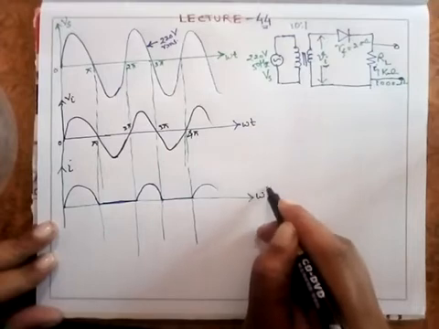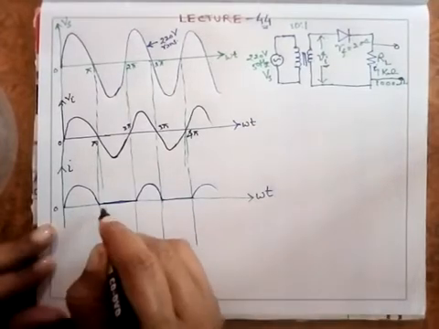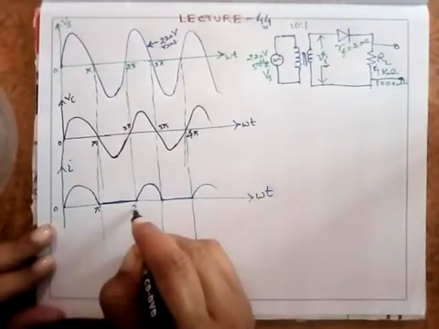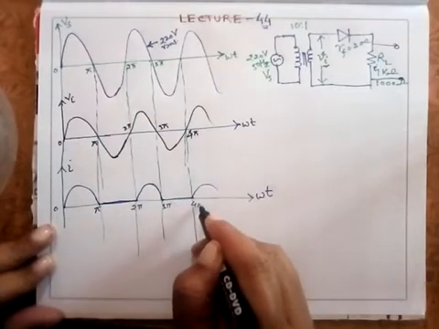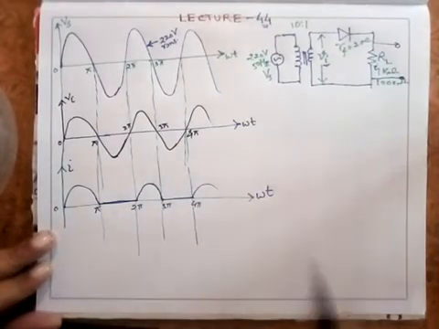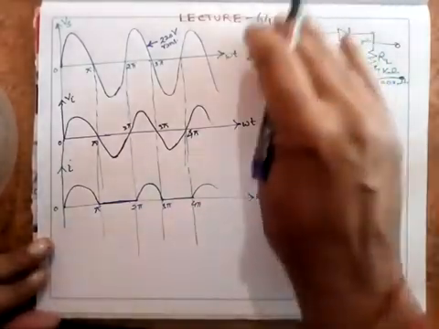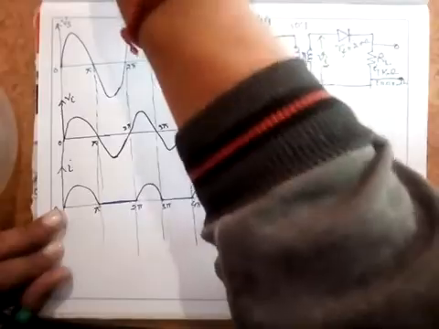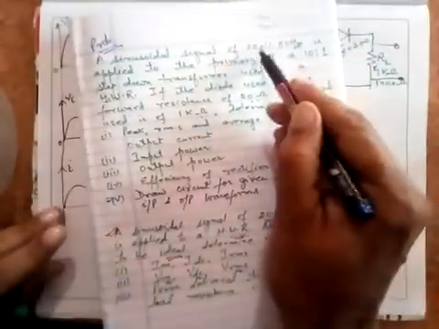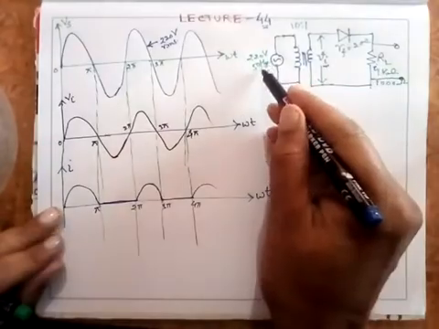Omega t, 0, pi, 2 pi, 3 pi, 4 pi, and so on. Now, let's come to the problem. It says that a sinusoidal voltage of 220 volt 50 hertz is applied to the primary of this. This much voltage is applied here.